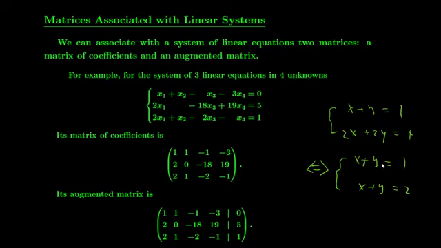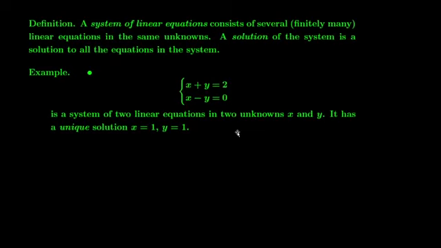A system can also have many solutions. I'm going to make the next point. A system can also have many solutions. So how about we have a system like this? Let's say x minus y equals 0. If I have another equation, let's say 2x minus 2y equals 0, that's also a valid system of linear equations.